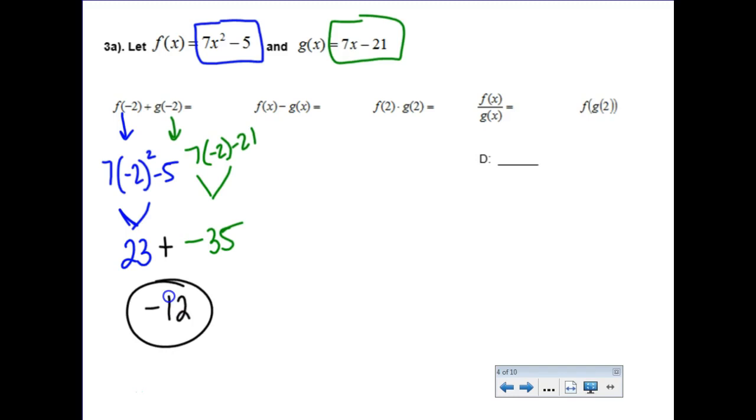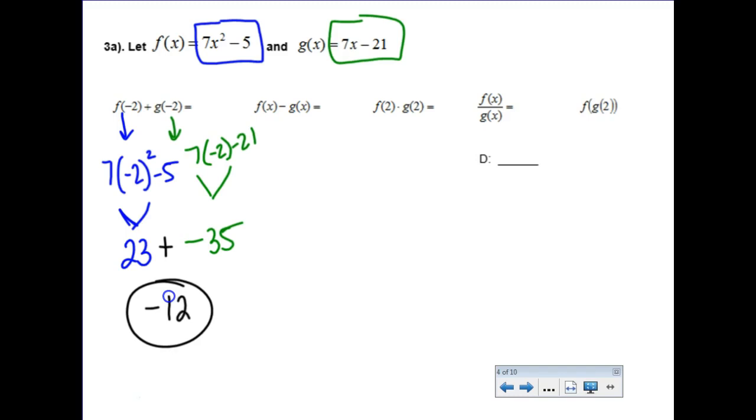Okay. Here we go. That would have been the same answer had you come up with a new function where you added the functions together and then evaluated a negative 2. Were parentheses important when you plugged in a negative 2, especially into that blue function there? Yeah. All right, the next one, f minus g.